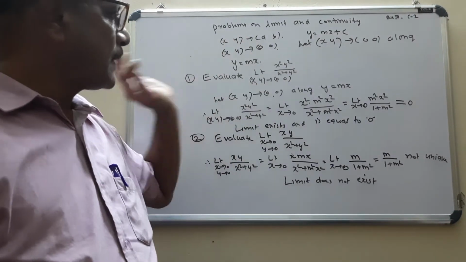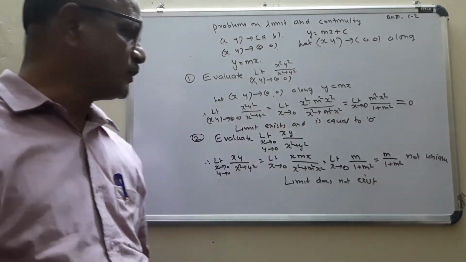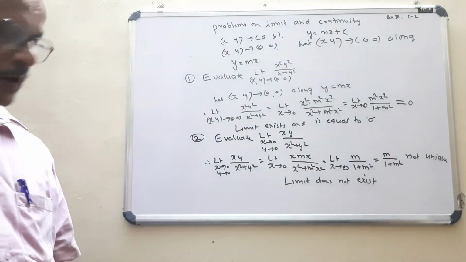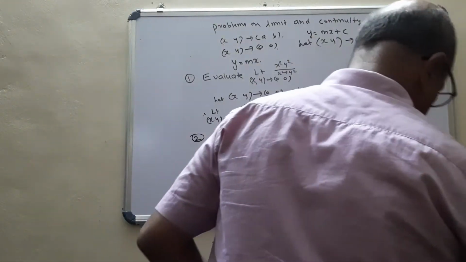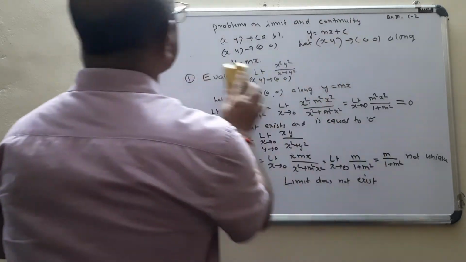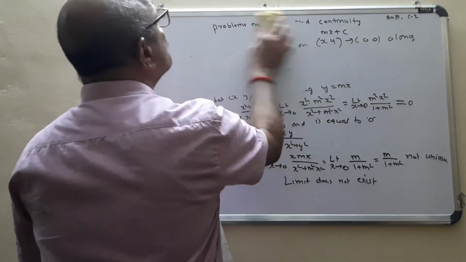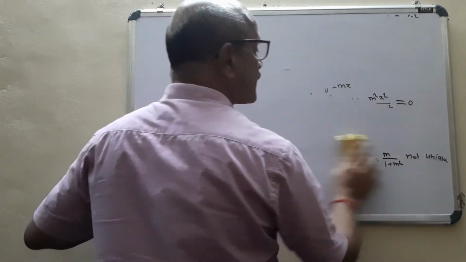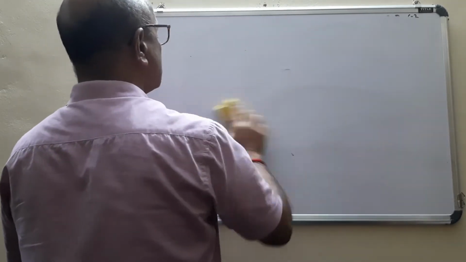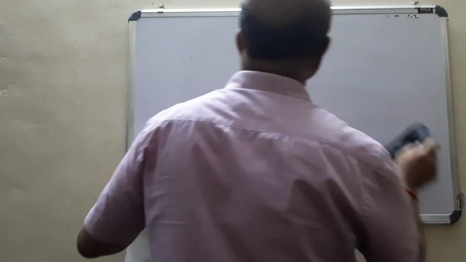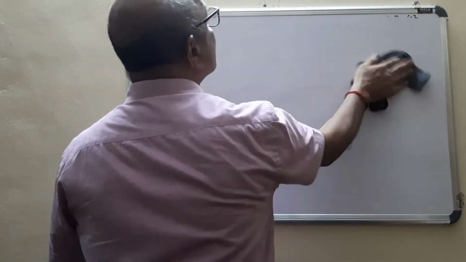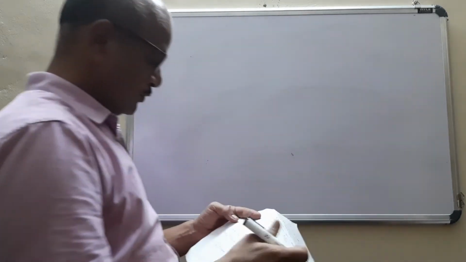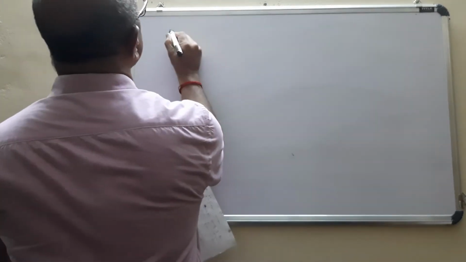So I think I have given you two examples. One where the limit exists and is equal to 0, and the other one where the limit does not exist. Now I think you have followed the method. Let me give you some problems. You try to solve these problems on your own and send the answer to me through WhatsApp. So first, the homework problem.